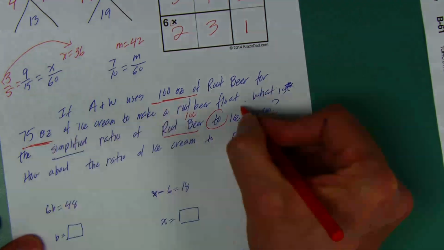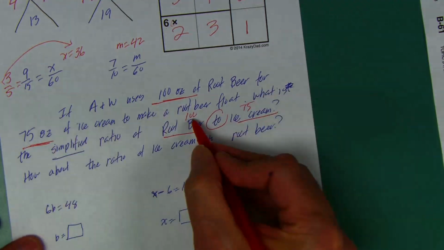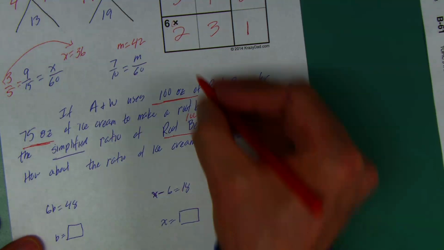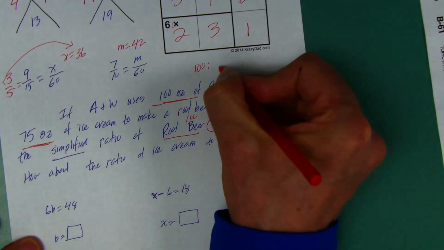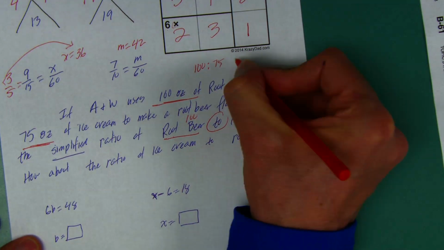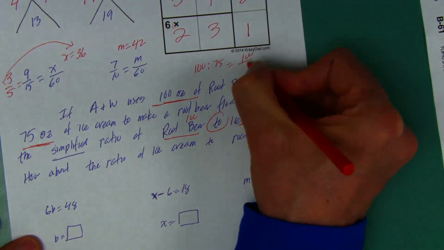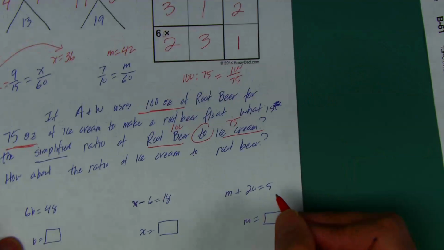Ice cream was 75. And remember, you can write it 100 to 75. You can write it 100 colon 75, and you'd say "to" when you write that colon. And the third way is to write it 100 to 75 like a fraction.